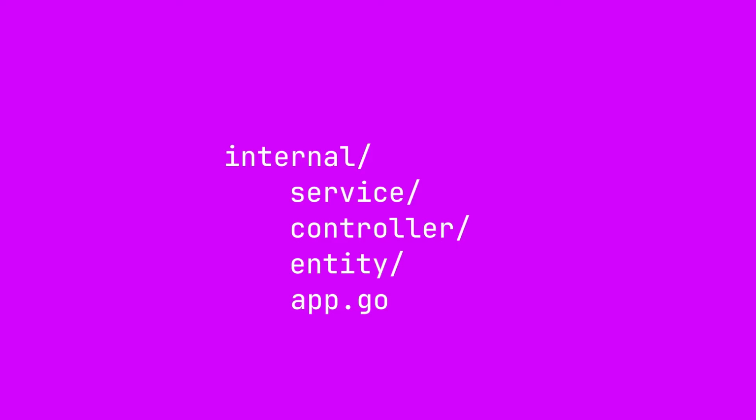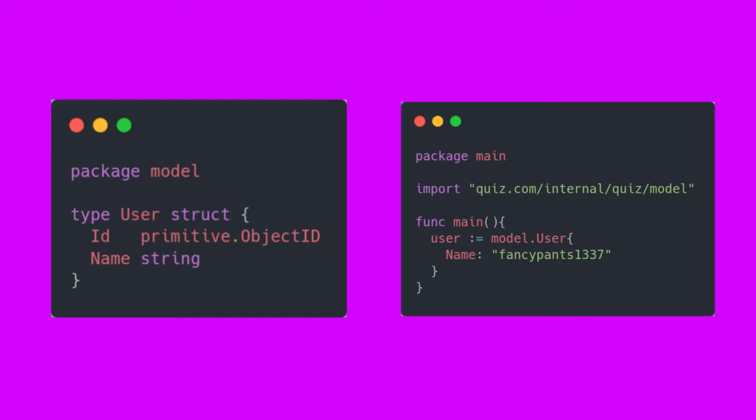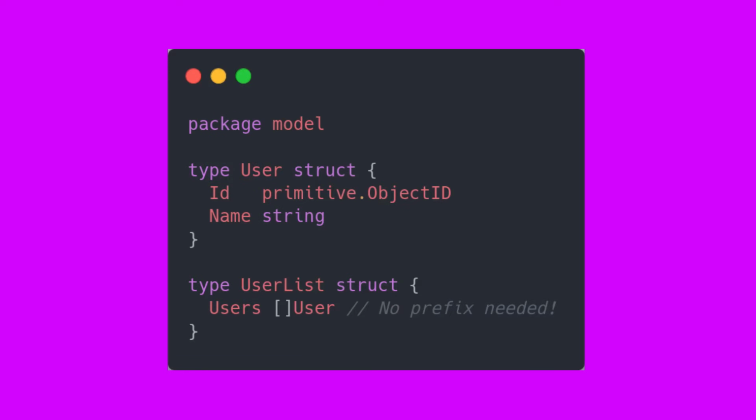Subfolders here are known as packages, and it's sensible to group similar code into these packages. When we want to use code from another package, we simply import it, just like we would do with a third-party library. And then the package name becomes the prefix for all symbols inside that package. Say we have a user structure in our model package. Then we reference that by model.User. But if we are writing code directly in the model package already, then we don't need that prefix.